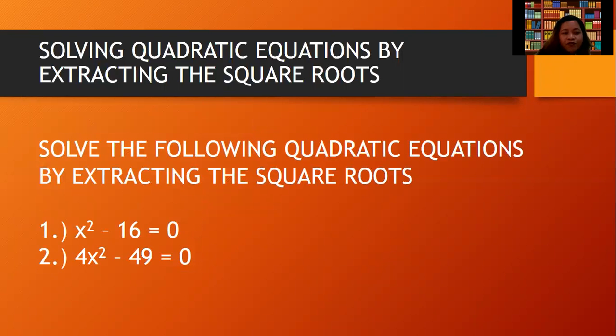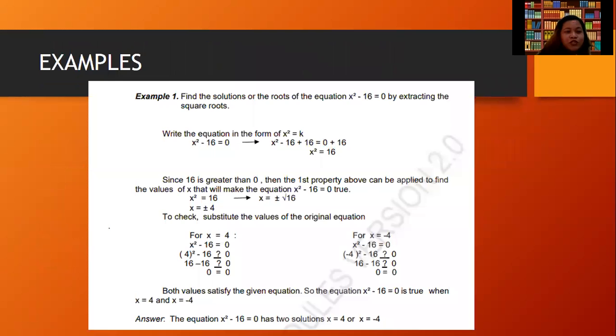So let's have our first example. Solve the following quadratic equations by extracting the square root. In solving quadratic equations, our aim here is to find the value of x. Since that is a quadratic equation, there are two values of x. So the first given is x squared minus 16 is equal to 0.